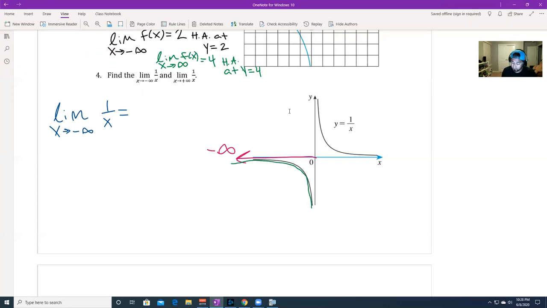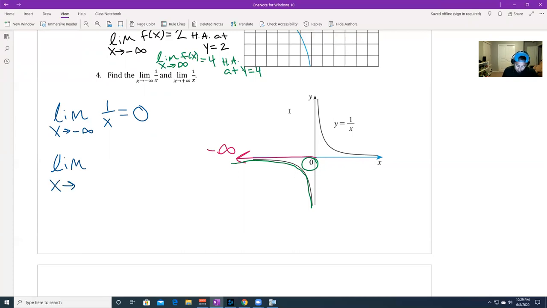Your y values slowly start to approach 0. So as x heads towards negative infinity, the function 1 over x is going to become 0. This means we have a horizontal asymptote at 0. Okay, then let's look at the one on the right.